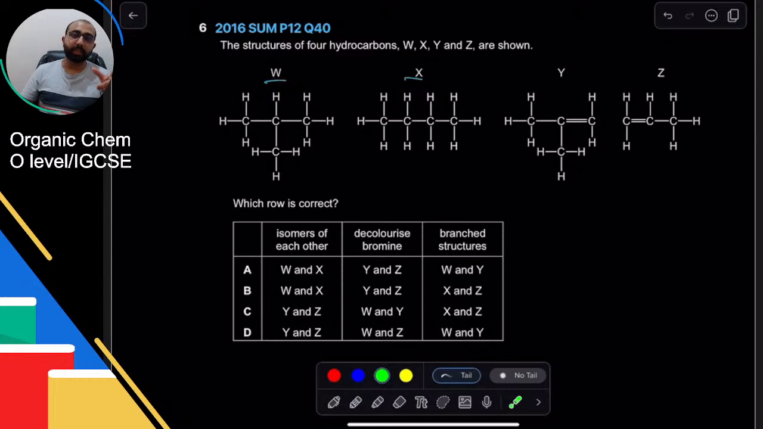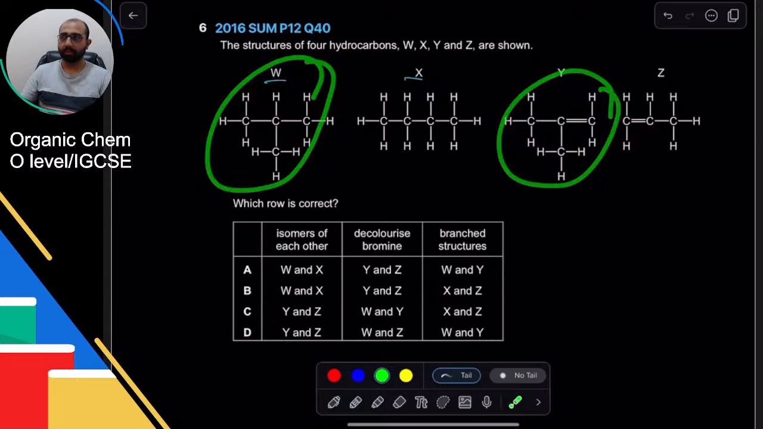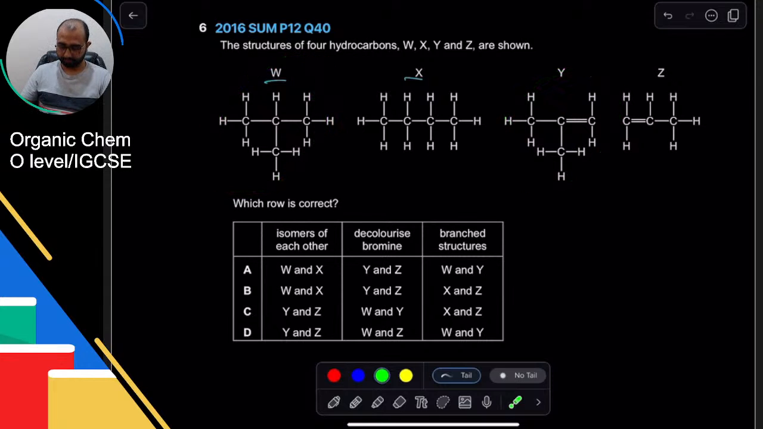Decolorizes bromine. What decolorizes bromine? Anything with a double bond. So a double carbon-carbon bond. So this one decolorizes, this one decolorizes. So Y and Z. So this one is correct, this one is correct. Branch structure. What has a branch? This has a branch, this has a branch. So W and Y. So this means the answer is A. Okay?